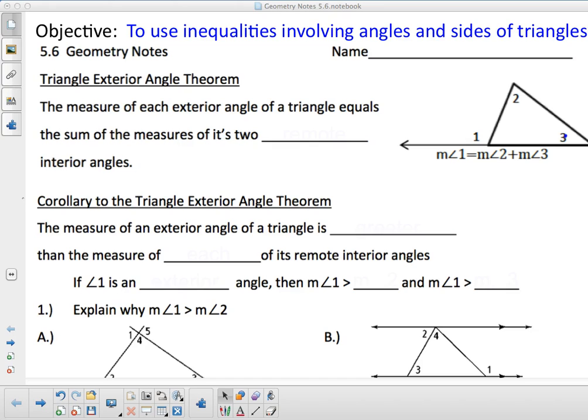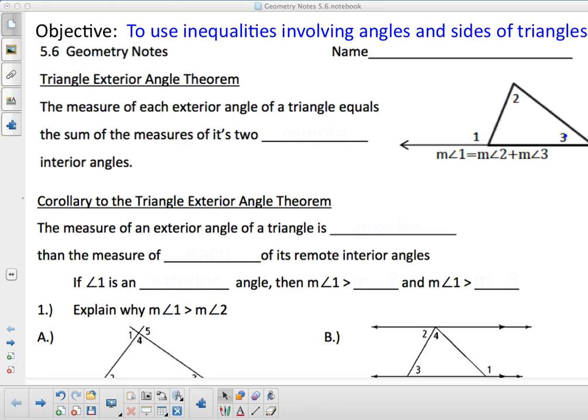Today, we have an objective to use inequalities involving angles and sides of triangles. What we're going to be looking at is the triangle exterior angle theorem and its corollary, triangle sides and angles and how they are related, the triangle inequality, and the possible third side length or a range. That range is a range of possible values for the third side length of a triangle.